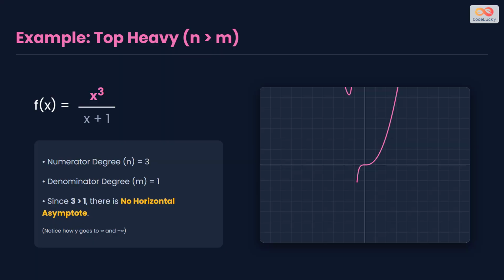Here we have x³ / (x + 1). Since the degree 3 is greater than 1, the function goes off to infinity. Therefore, there is no horizontal asymptote for this function.